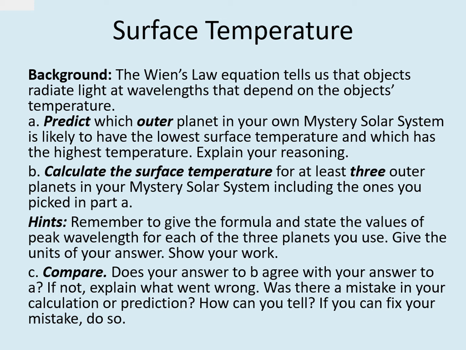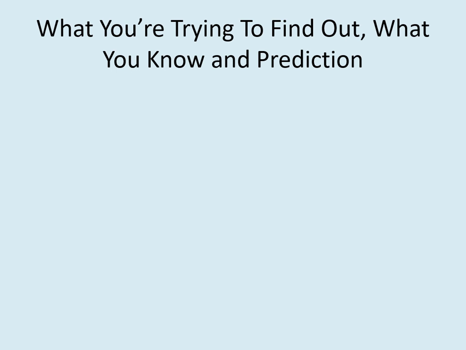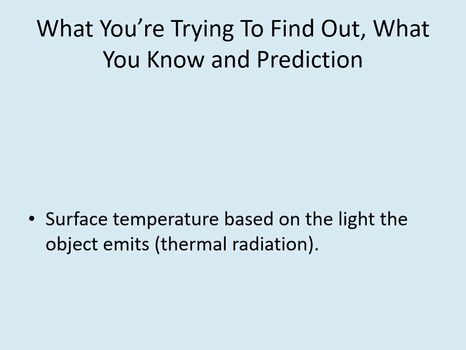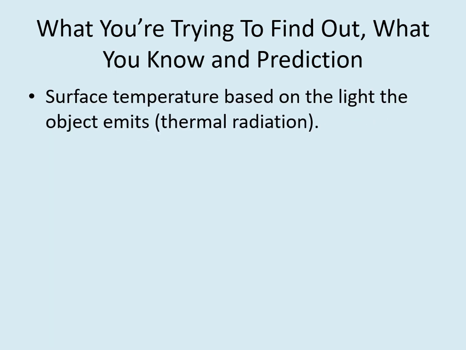This question is probably the easiest calculation we do this semester, but it's also very important for understanding what conditions are like on a planet's surface. This time, we're calculating a planet's surface temperature based on the light it emits. Remember that the name for the light emitted by an object because of its temperature is thermal radiation. So we're using thermal radiation to measure the temperatures of planets.